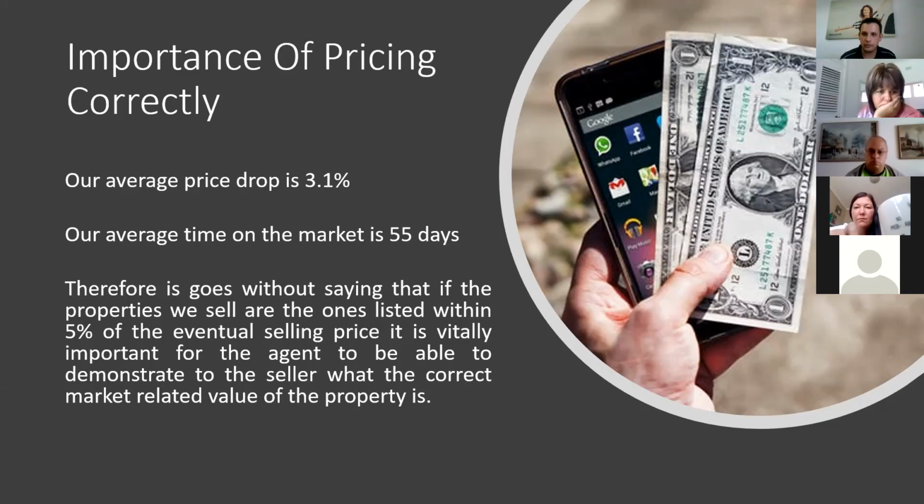So if the property is worth around R1 million, give or take, and we go to market at R1.05 million, 5% more, chances are I'm going to get an offer close to my R1 million. I might even get an offer of R1.20 million or R1.30 million, because we're still close to the market-related value. But if I'm 15, 20% above the market-related value, that property is going to sit on the market forever.